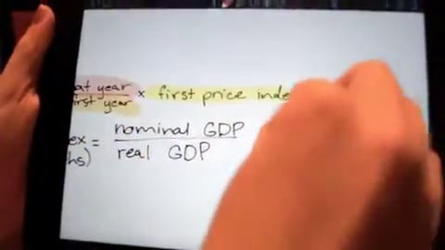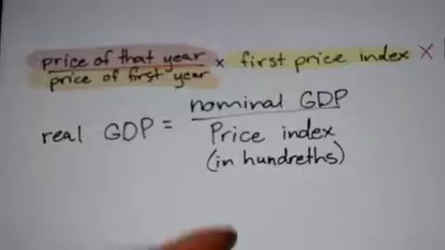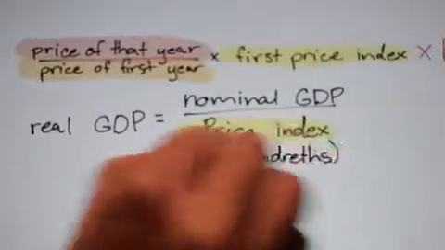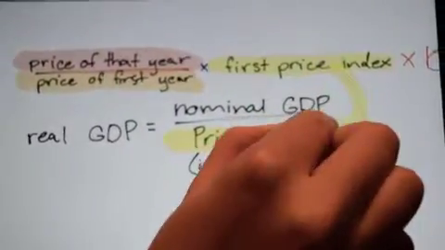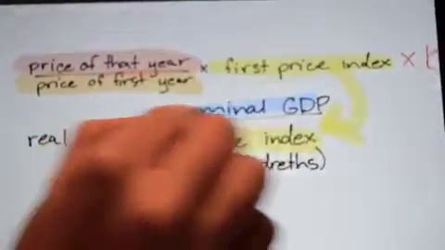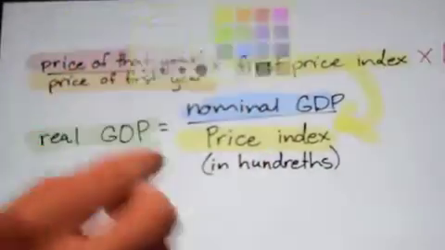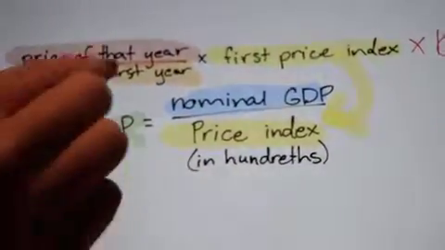Times 100. So, real GDP equals nominal GDP over the price index in hundredths. This is that price index. And then the nominal, which gives you real. Ta-da!